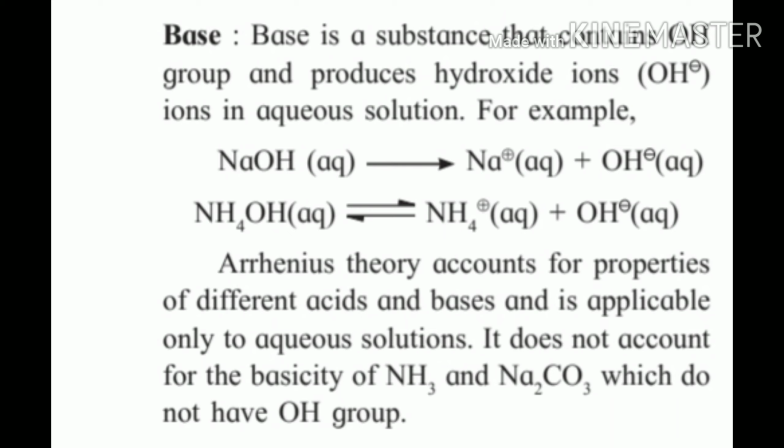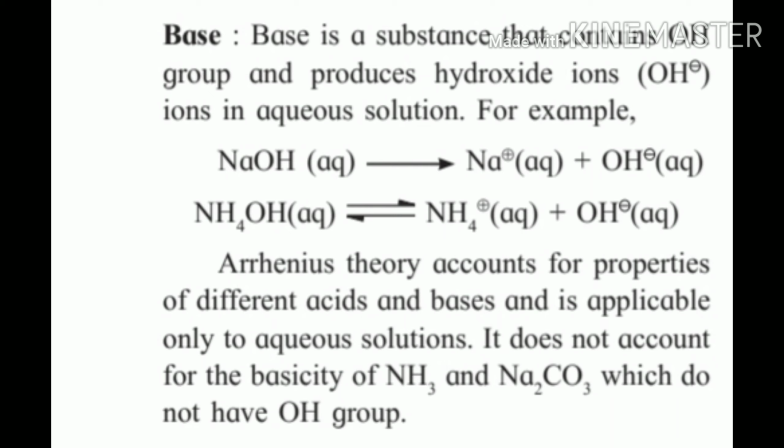Now two examples again are given here. One is NaOH, that is sodium hydroxide, and the second one is ammonium hydroxide. The first one, NaOH, is splitting as Na plus and OH minus. The second example, ammonium hydroxide, is splitting up as NH4 plus plus OH minus. So basically the substance should have OH groups, and after undergoing hydrolysis, that is in aqueous solution, when the dissociation takes place, it produces hydroxide ions, that is OH minus ions, in the aqueous solution.